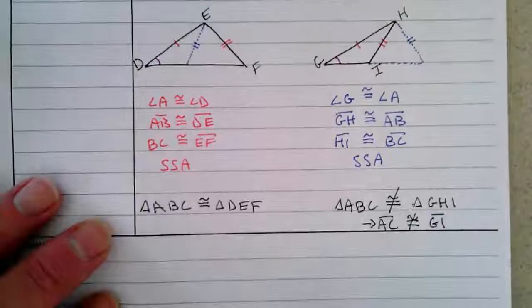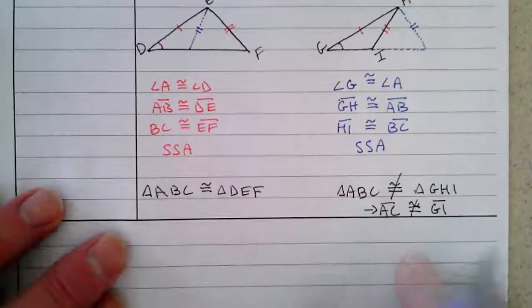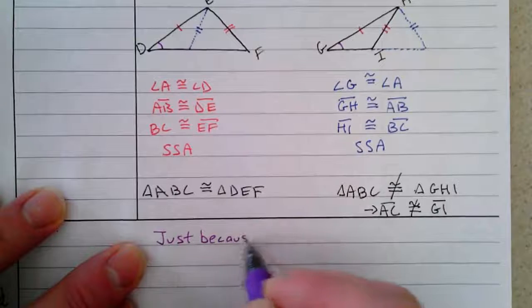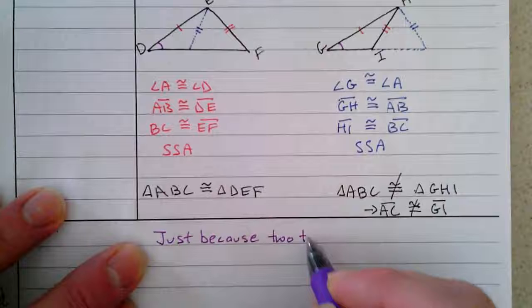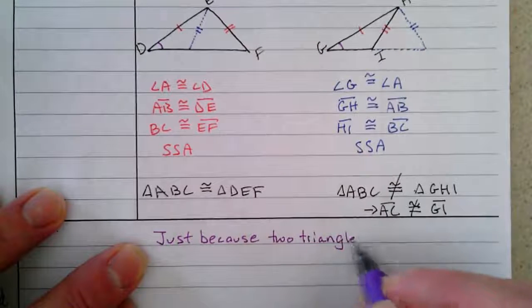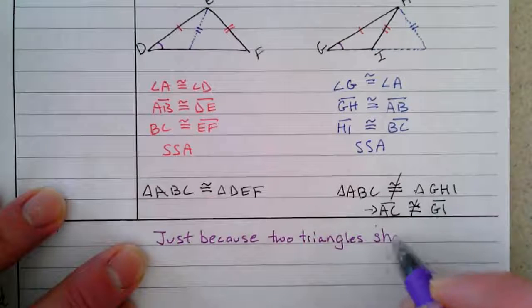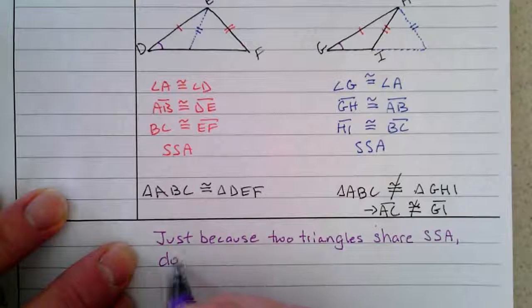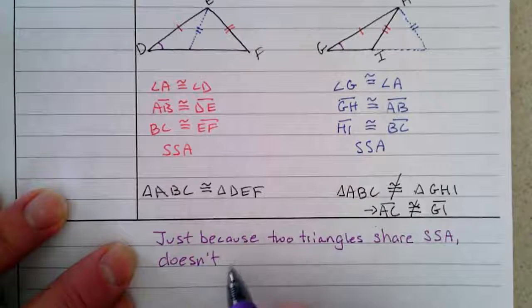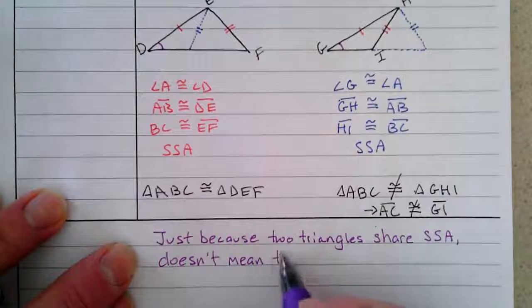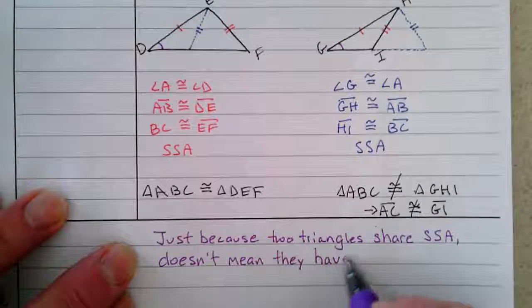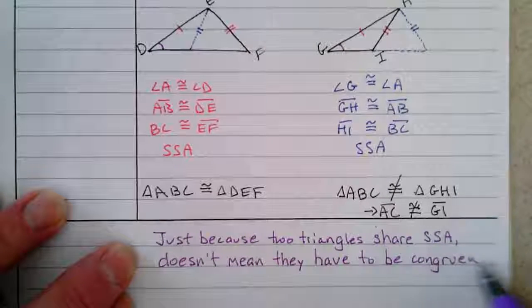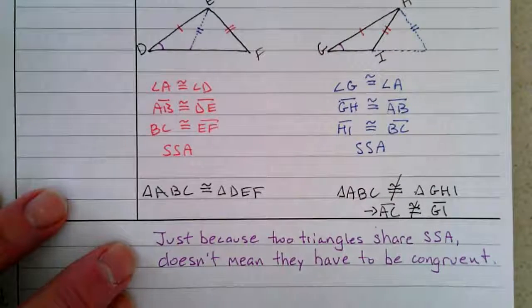So I would say just because two triangles share, we'll just say SSA, doesn't mean they have to be congruent. All right, there we go.